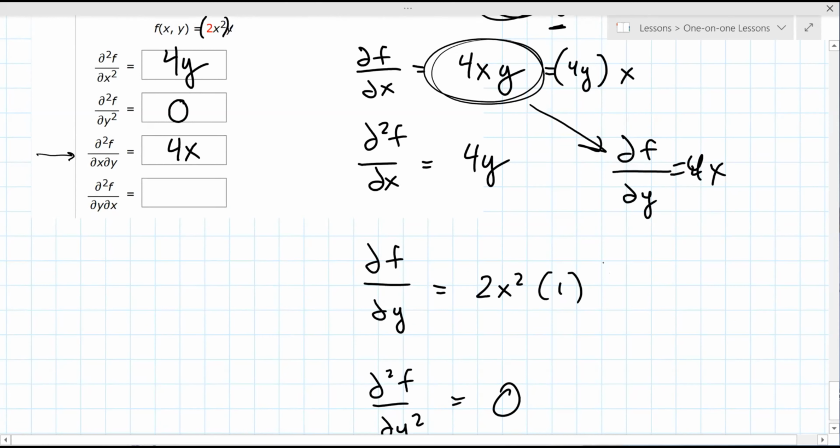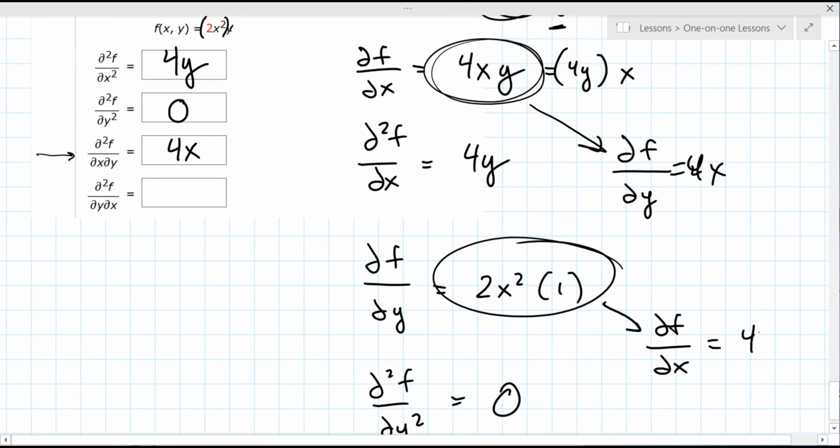Well, how can that be? Well, here is the derivative of that with respect to y. Now you have to take the derivative of this thing I circled with respect to x. What's the derivative of 2x squared? It's 4x. These always match. There's no exceptions to that. They always match.